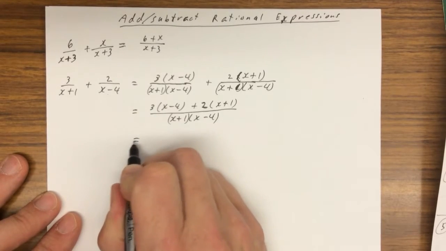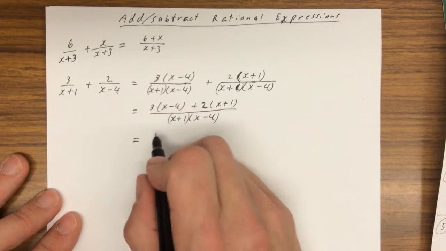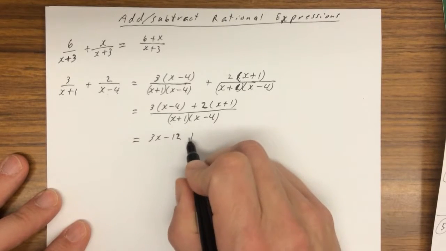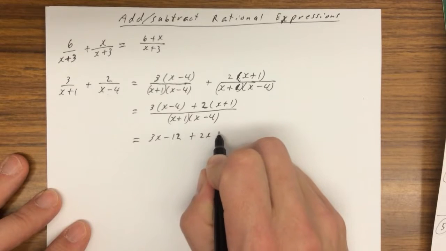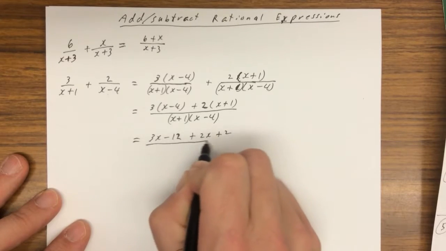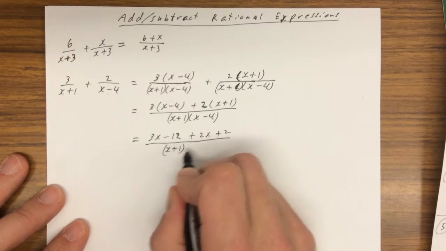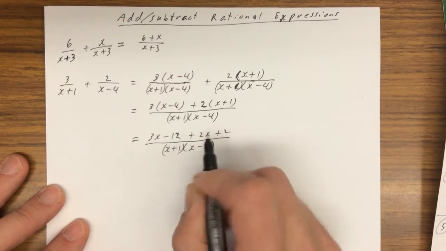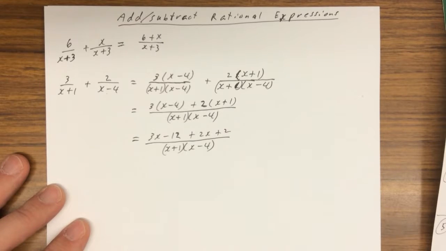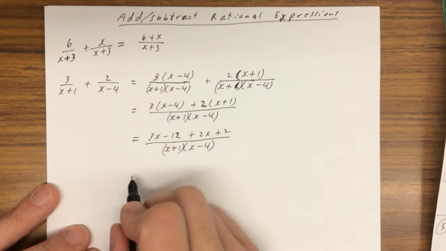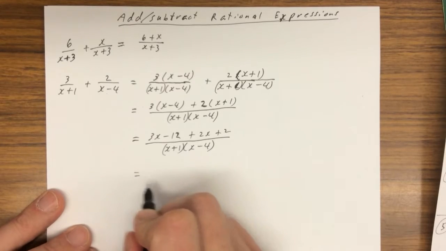And now you can expand and simplify the top. So 3x minus 12 plus 2x plus 2 all over x plus 1 times x minus 4. And you don't want to expand the bottom just in case one of these factors cancel out with something on the top. Okay, and then you can simplify again.